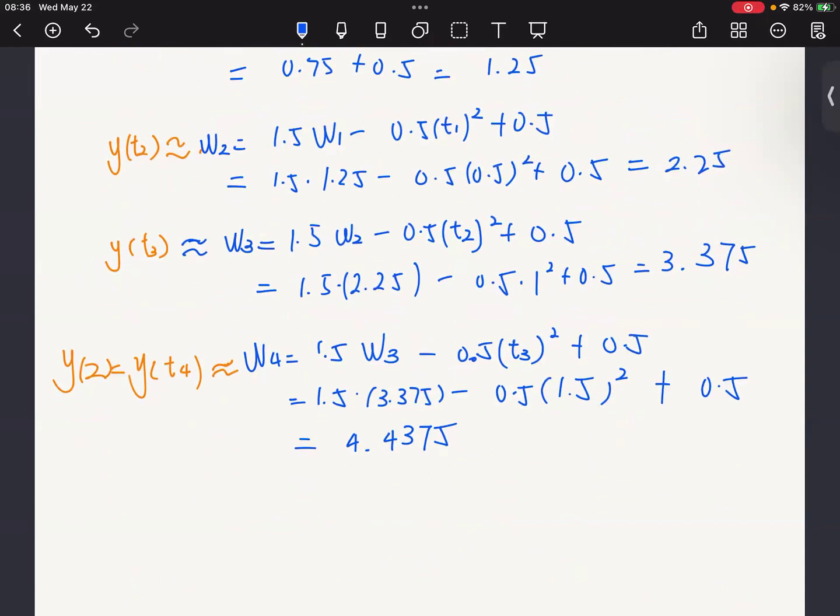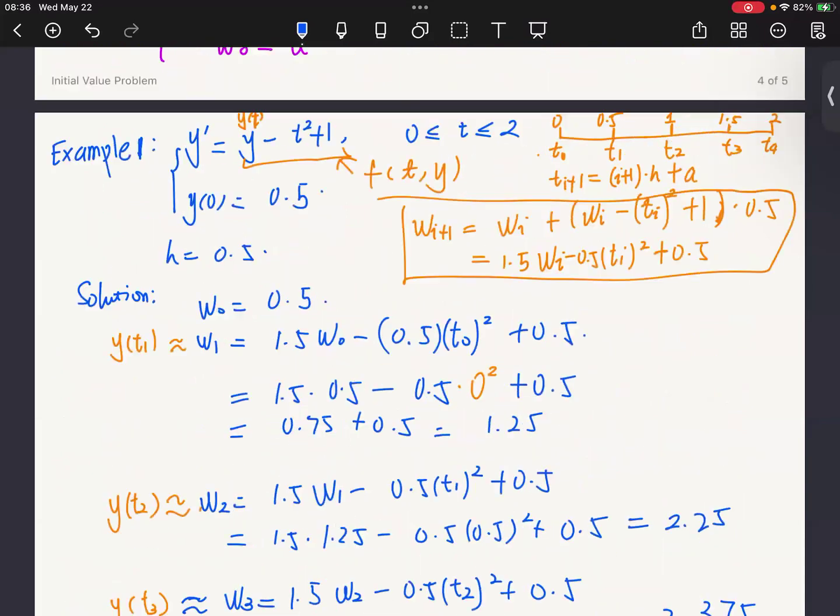I believe this is the final result for this question. You will see we are just repeatedly using that very beginning equation we derived here. We have Wi plus the f function evaluated at Ti and Yi, times the step size. You write down such an equation from Euler's method, and then repeatedly apply it to W1, W2, W3, W4. Does it make sense? Any questions here? How to apply Euler's method to one example?